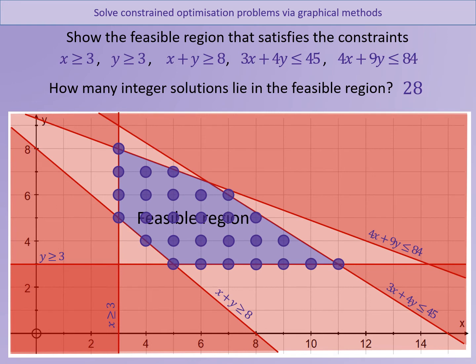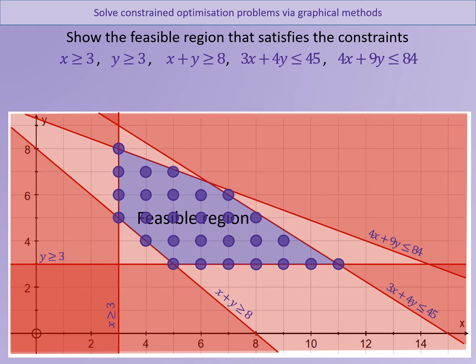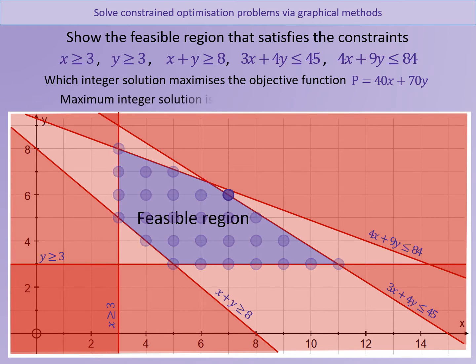So there are 28 different solutions potentially in this region. We want to know which one would maximise the profits. So we could try all of these manually by substituting the x and the y coordinates into the objective function p equals 40x plus 70y. This would take a while, but we would find the point that maximised p, in this case, would be the point where x equaled 7 and y equaled 6, which is shown on the feasible region there. The value of p when x is 7 and y is 6 gives us a value of 700.